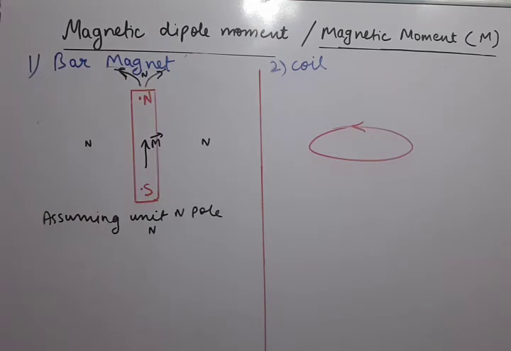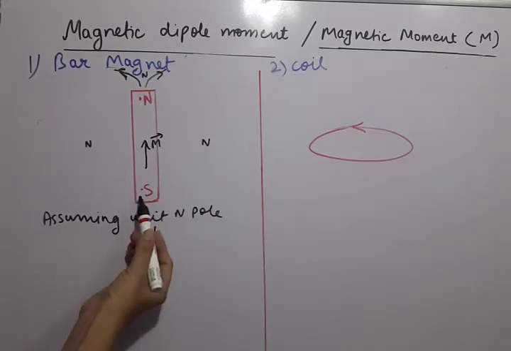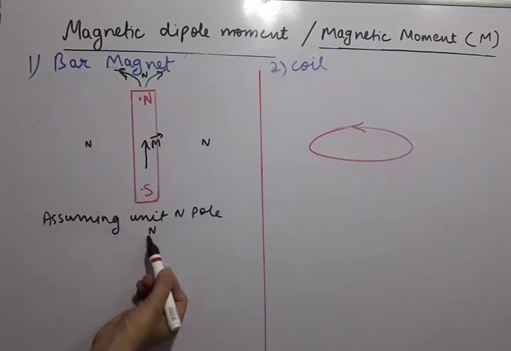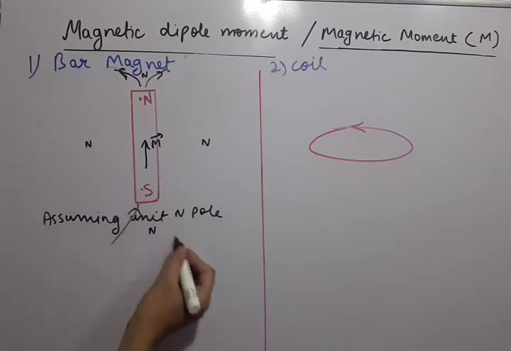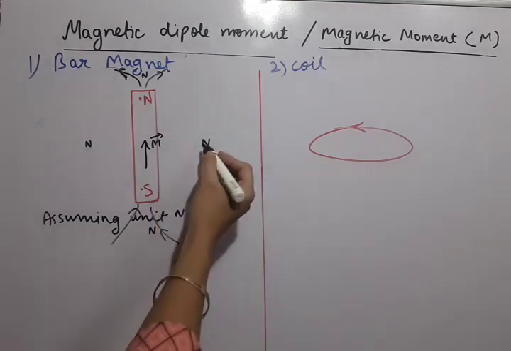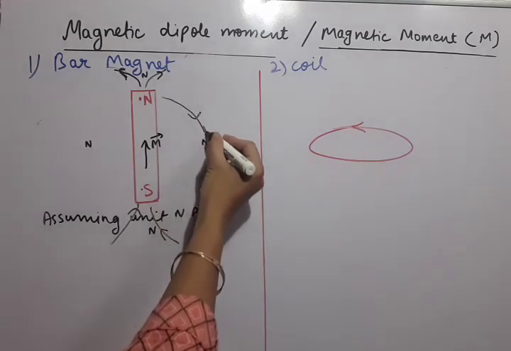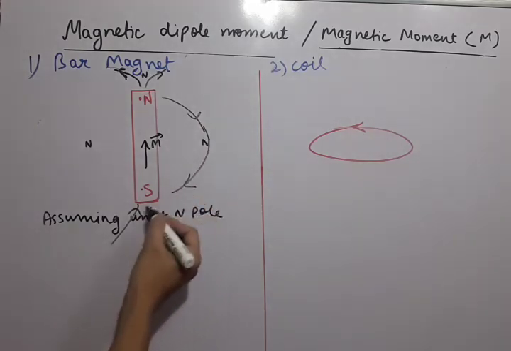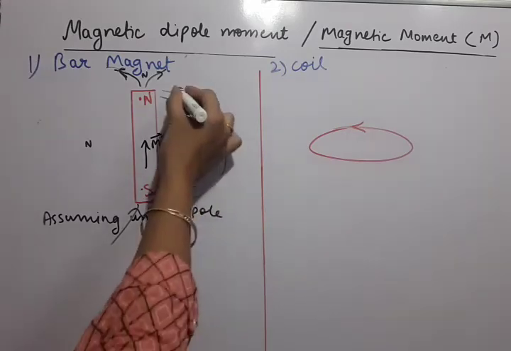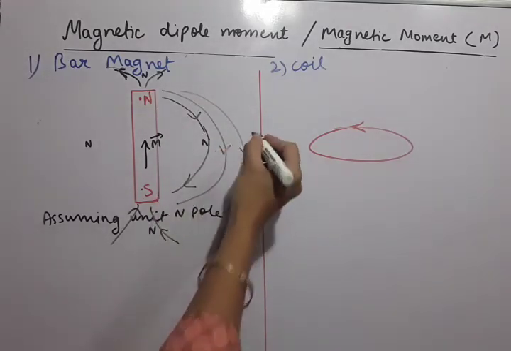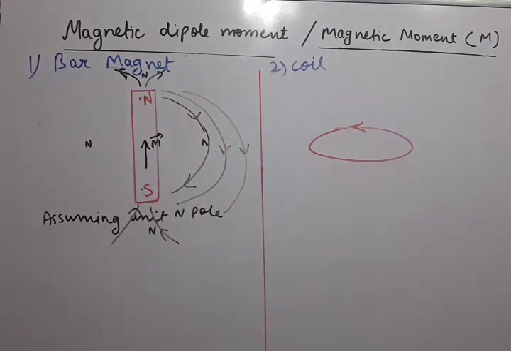Now, in the same manner, what about this S pole? This N pole which we have assumed will get attracted. So the magnetic field lines are inwards. In the same manner, if we see this N pole, from this N it will get repelled, but to this S it will be attracted. So this way you see that the magnetic field lines are like this.